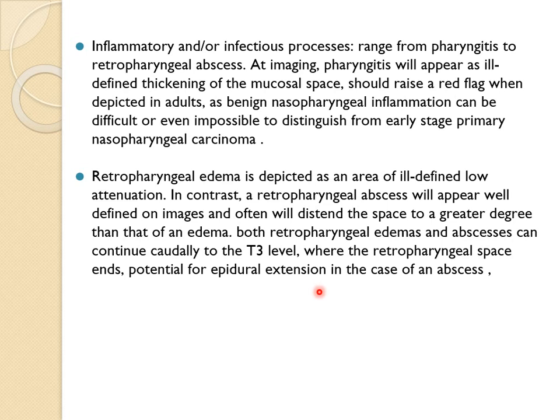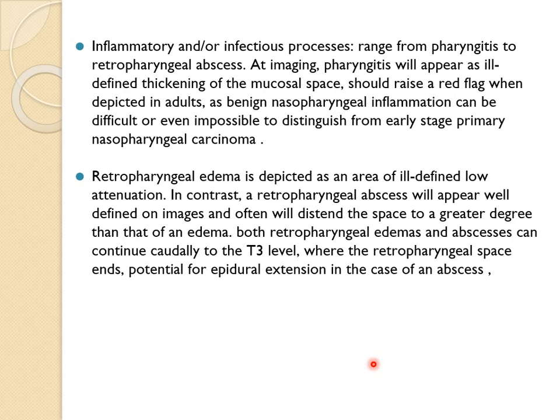Any inflammatory or infectious process from pharyngitis or abscess will appear as ill-defined thickening of the mucosal space. Benign nasopharyngeal inflammation can be difficult or impossible to distinguish from early-stage primary nasopharyngeal carcinoma. Retropharyngeal edema shows an ill-defined area of low attenuation. In contrast, a retropharyngeal abscess appears well-defined on imaging and distends the space to a greater degree than edema. Both can continue caudally to the T3 level, where the retropharyngeal space ends. Epidural extension can also happen in cases of abscess.